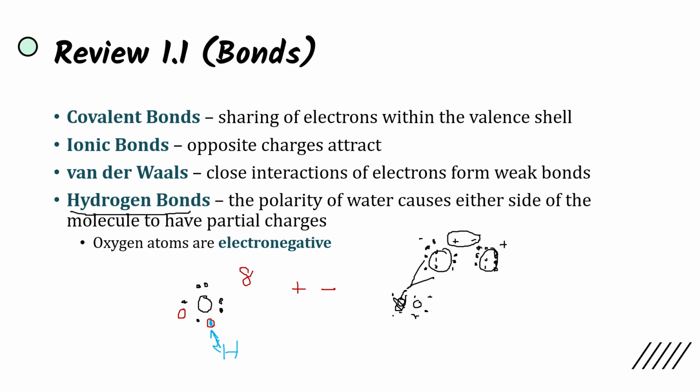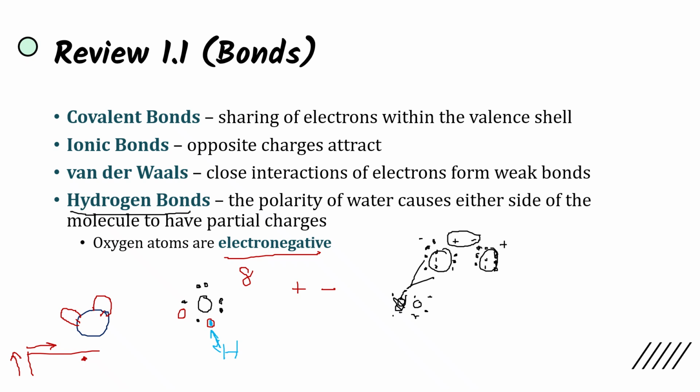Now the big one here, especially when talking about water, are hydrogen bonds. So the polarity of water causes either side of the molecule to have partial charges. So if we take a look at a molecule of water, water is made up of one oxygen atom and two hydrogen atoms, and these are bound together covalently. So they're sharing the electrons. But oxygen is electronegative. It's a much larger element than hydrogen, and if you look on the periodic table, it's way up in this section.